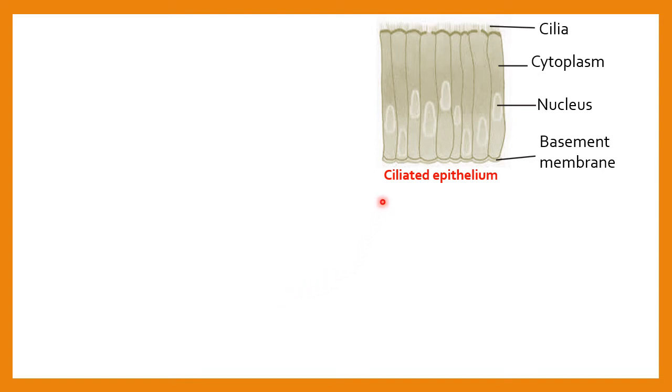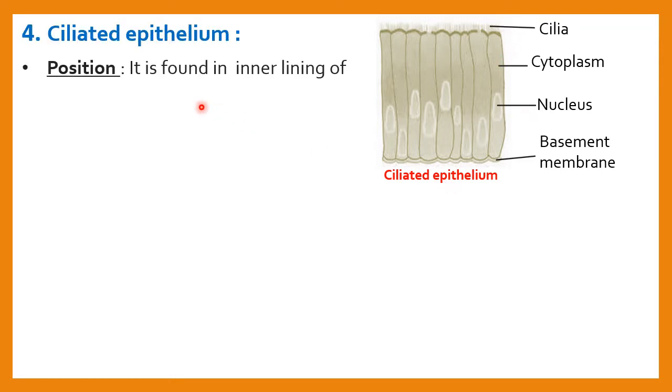Now we'll move further and study the next type, that is ciliated epithelium. Ciliated epithelium is again with the tall columnar cells, but look at it, its free end is with cilia. So the speciality is the presence of cilia. Now let us study this in detail. Ciliated epithelium is found in the inner lining of the buccal cavity of the frog.